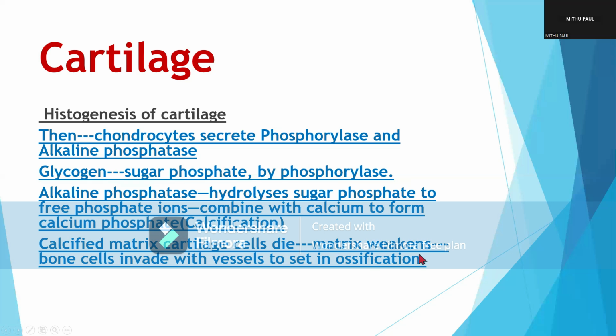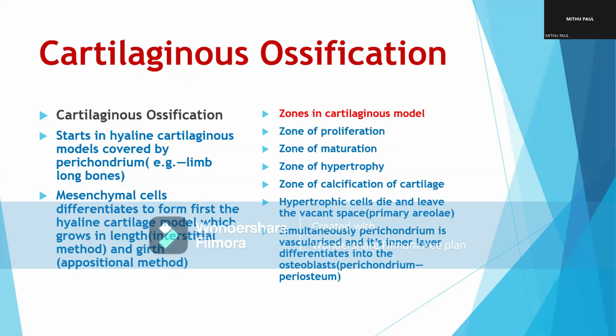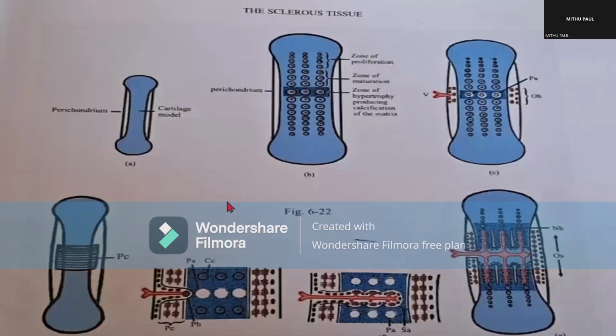In that preliminary formation, the bone cells invade with vessels to set in the ossification. Now let us get into the same thing. Here you see a model first. This is the cartilaginous model, preliminary, in embryonic life, of a developing long bone covered by the perichondrium.